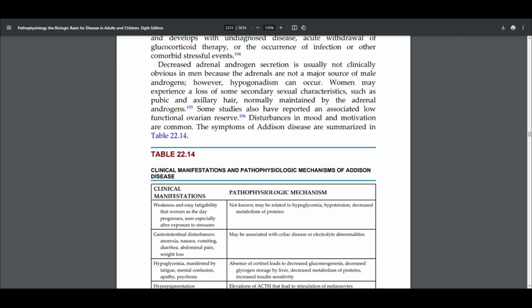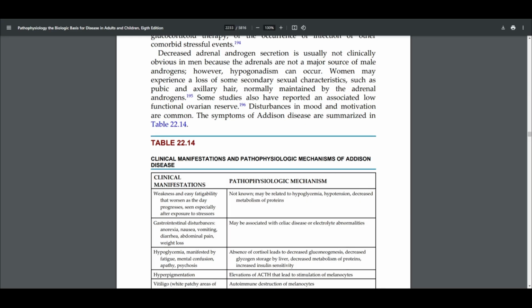Decreased adrenal androgen secretion is usually not clinically obvious in men because the adrenals are not a major source of male androgens. However, hypogonadism can occur. Women may experience loss of some secondary sexual characteristics, such as pubic and axillary hair, normally maintained by the adrenal androgens. Some studies also have reported an associated low-function ovarian reserve. Disturbances in mood and motivation are common, and symptoms of Addison's disease are summarized here in the following table.